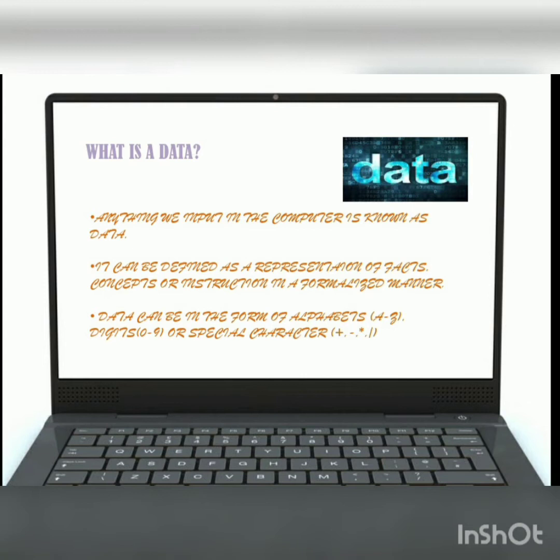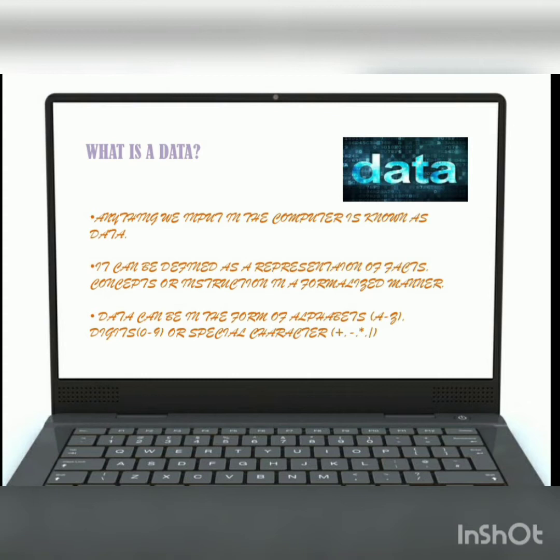Kids, always remember, data can be in any form, whether it is in the alphabet, that is A to Z, whether it is a digit, that is 0 to 9, or whether it is a special character. Special character means any sign or symbol, like you are able to see on your screen as plus, minus, multiply, divide. Whatever the sign would be, it is also called a special character.